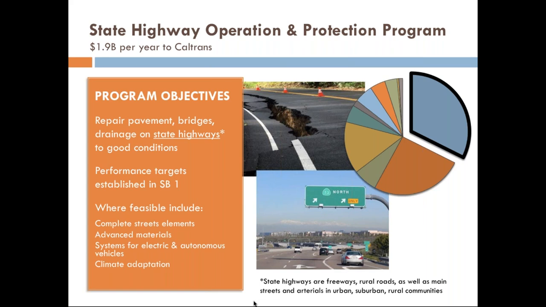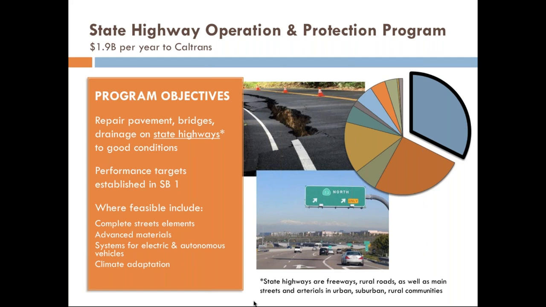So the objectives of the State Highway Operation and Protection Program, or the SHOP, is to first and foremost repair pavement, bridges, and culverts on our state highways, get them back to a good operating condition. SB1 sets some performance targets for what good conditions are. So the objective with this new money is really to get all of our state highway system back to this condition of good.